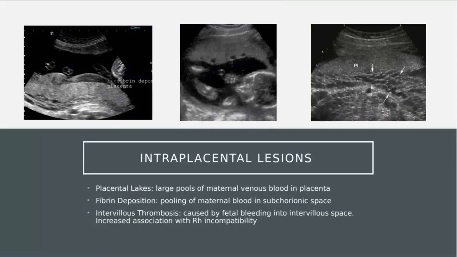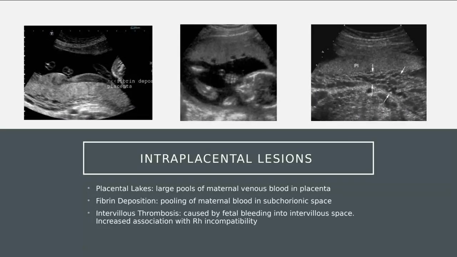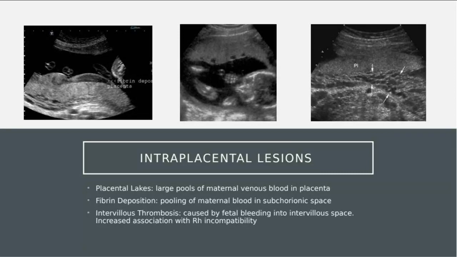So now we also can have some intraplacental lesions. We talked about some of these before. We can have a blood clot in the intervillous space. We can also have placental lakes, which is just like the pooling of venous blood in the placenta. It's not a vessel, right? So when we put color on it, we're not going to see blood flow. It's just going to be blood accumulating.